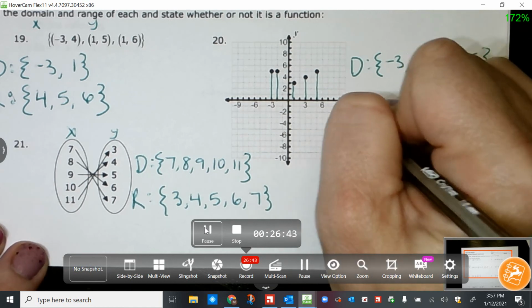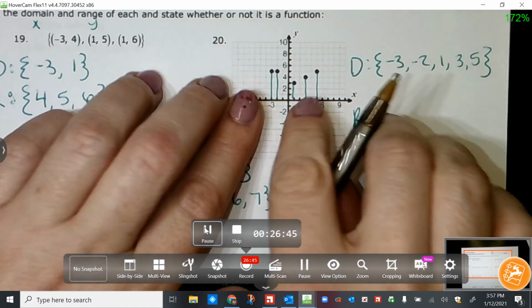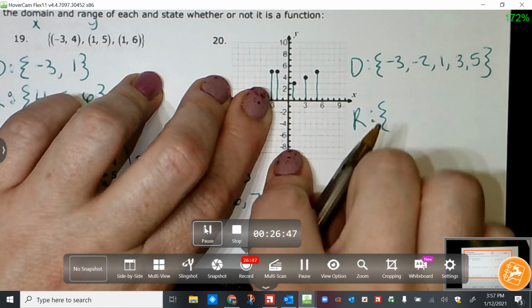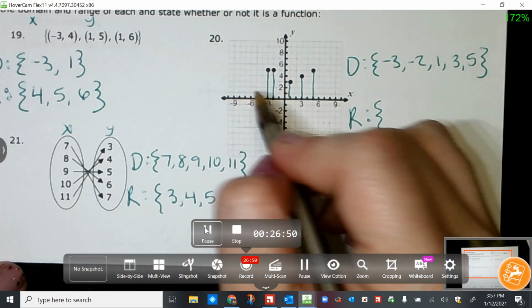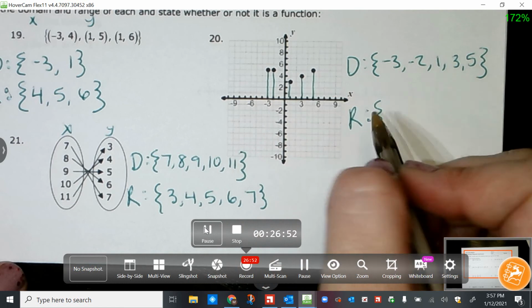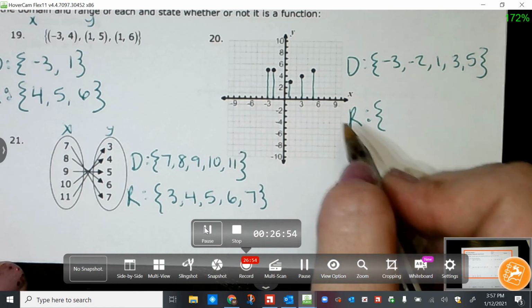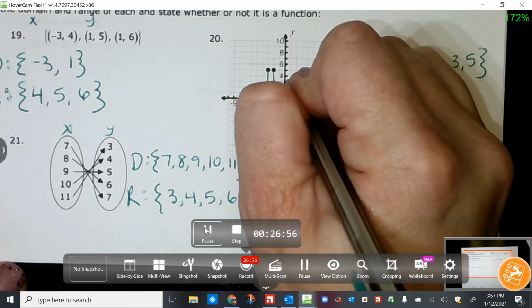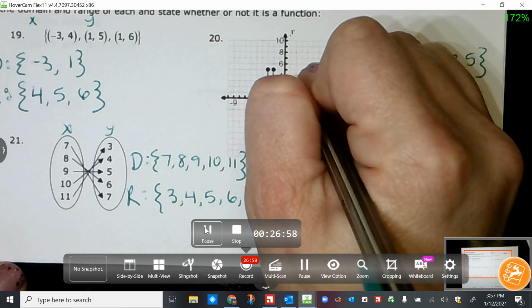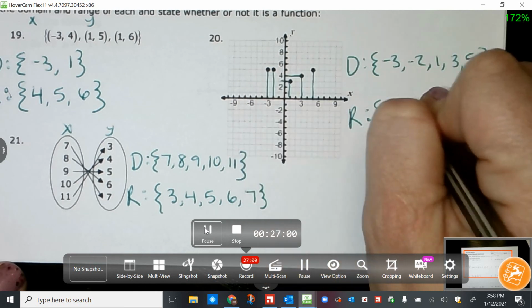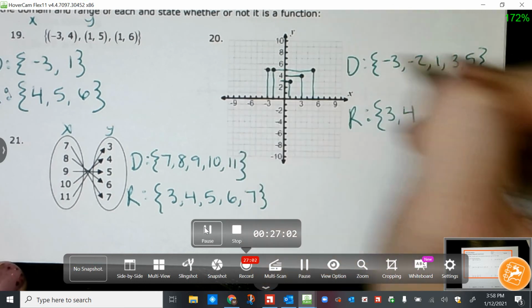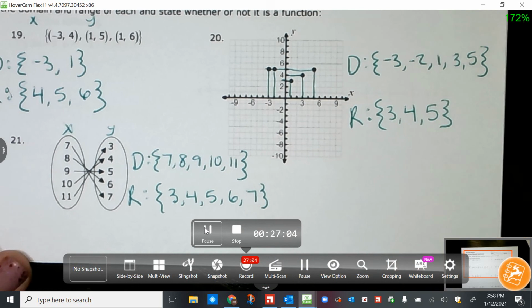Okay, now range is your y value, so you're not going to look at these numbers anymore. You're only going to look at these numbers. And I always start at the lowest, farthest left, work right, lowest, work up, because that keeps it in order. Okay, so this is 3, 4, and all of those are at a height of 5, so I just write 5 once, and I'm done.